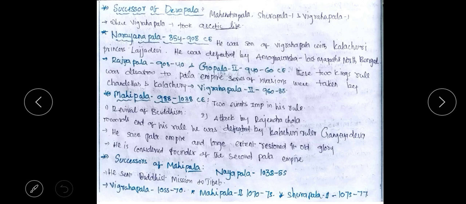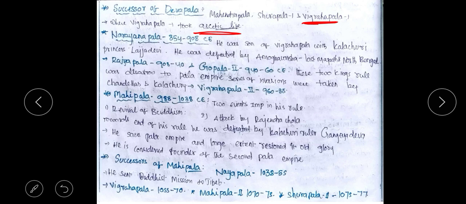Now we see the successors of Devapala. They were rulers, but not so powerful, so we know little about them. After Devapala came Mahendrapala, Shurapala the first and Vigrahapala the first. These rulers came one after the other. Vigrahapala is said to have taken the ascetic life, which means he became a sannyasi.